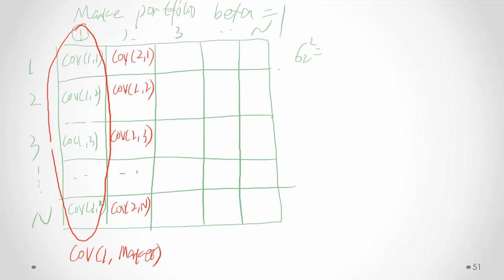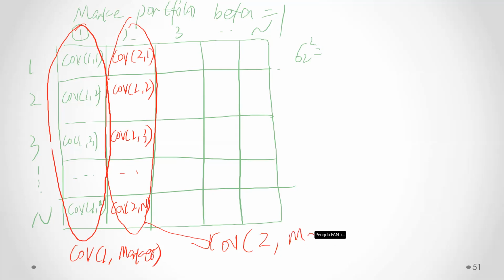Similarly, column 2 measures the covariance between x2 and the market as well. Similarly, we can have column 3, column 4, and column n. So each column represents the covariance between x1 and the market, x2 and the market, xn and the market.